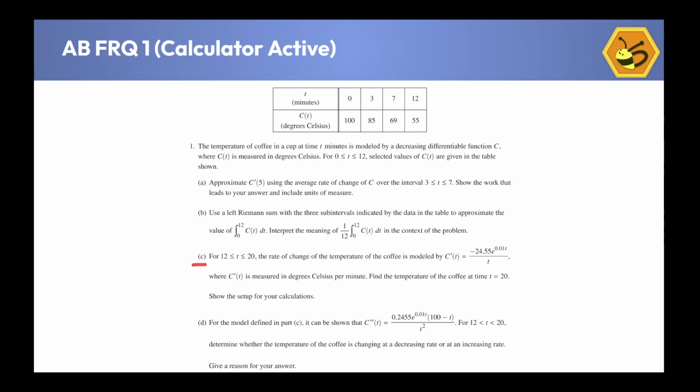Another poll: whether we should go over the solution now. I think the result is pretty obvious. Let's take a look at how to do part C. We want to get C(20). This is what we want. But we're only given C(12), which is 55, and a rate of change formula.